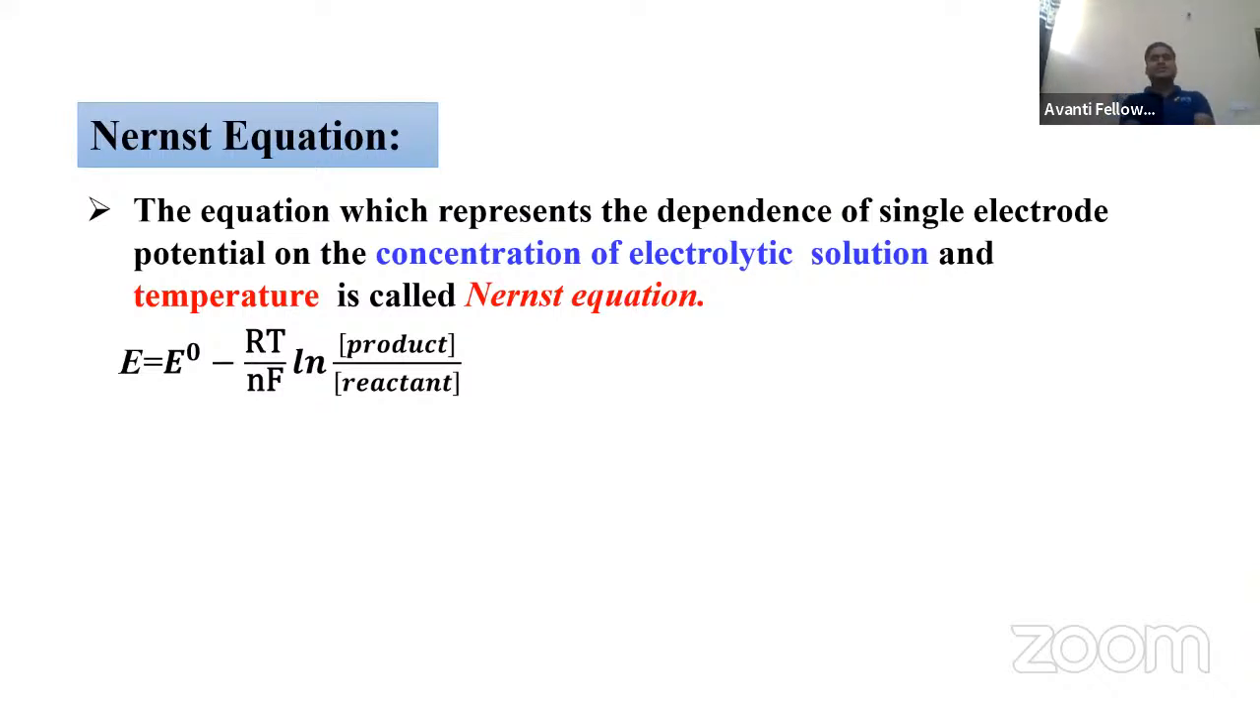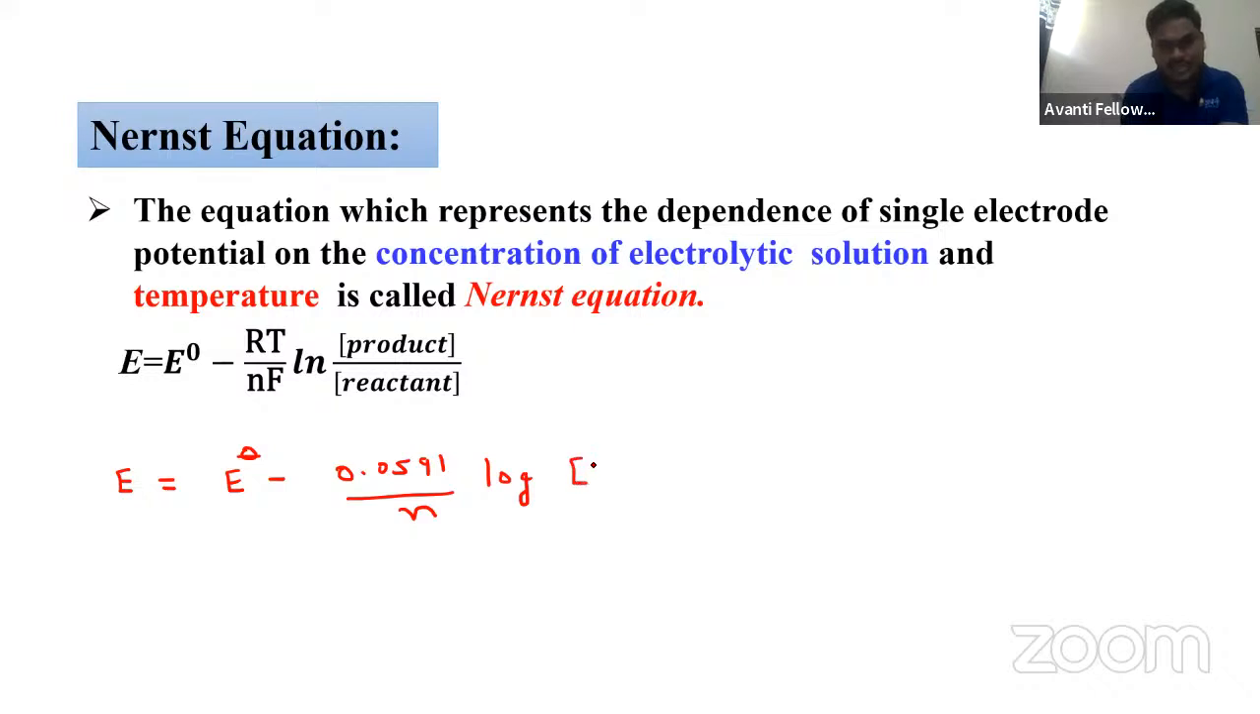That is E is equal to E naught minus RT divided by nF ln concentration of product divided by concentration of reactant. Further, we can also write it as EMF of the cell is equal to standard EMF of the cell minus 0.0591 divided by n, and this is nothing but log concentration of product divided by concentration of reactant.